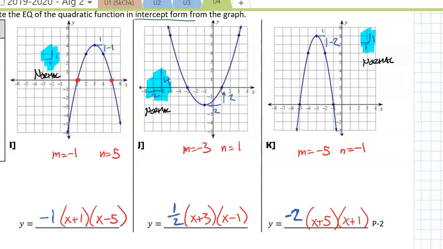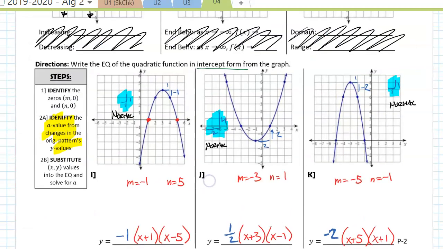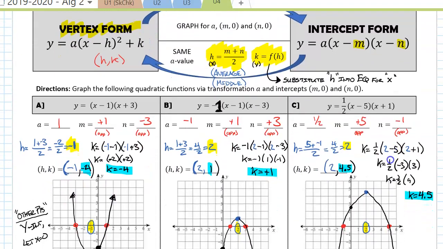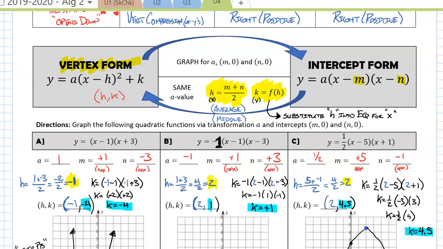Here are our answers for J and K, an a value of 1/2 in J and -2 in K. Again, key parts for intercept form being that we are given our two x-intercepts listed as the opposite of what we see. In terms of graphing, we're going to plot them and then work backwards to figure out our h, k value from the vertex form, which is way nicer to graph.